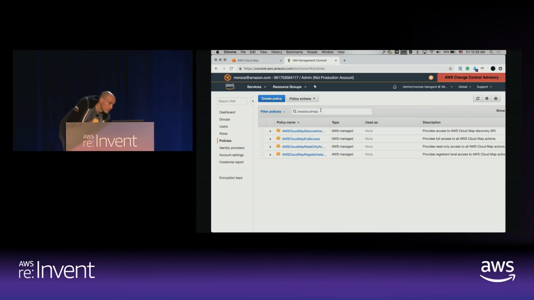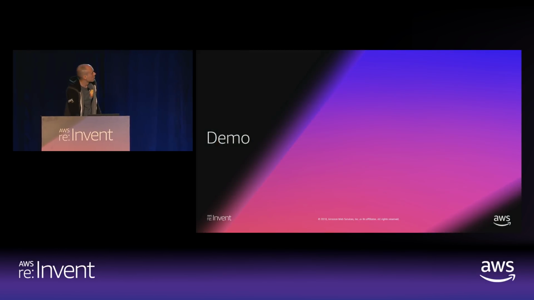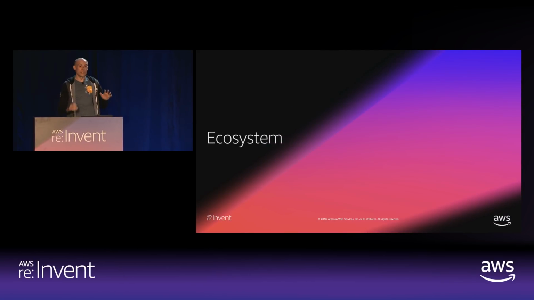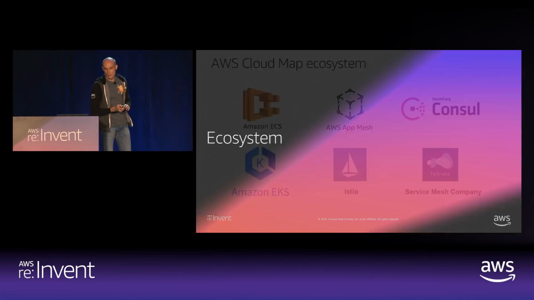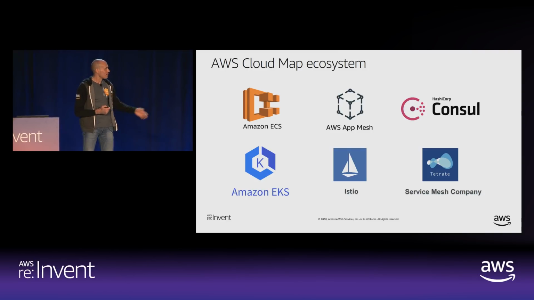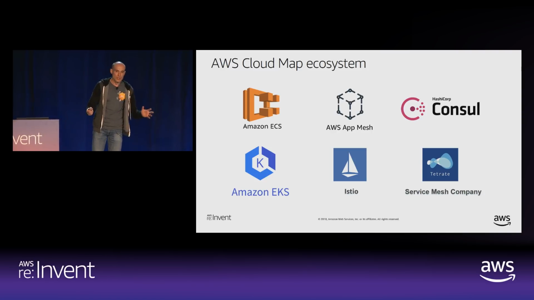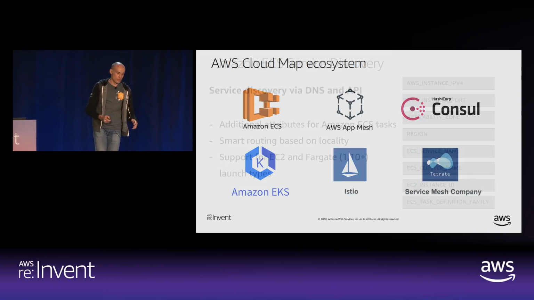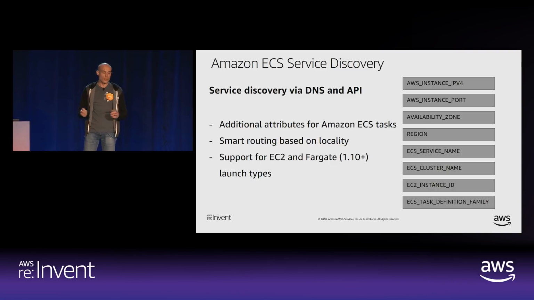All right, so I guess it's time to switch back to slides. And now let's talk about ecosystem. We have some really nice integrations with AWS, which is table stakes, I guess, but also we have some amazing partners that work with us on integrating with open source solutions. Let's quickly walk through the internal AWS integrations. Amazon ECS Service Discovery. Now you get up to 8 additional attributes, 6 in case of Fargate launch, because, well, EC2 instances are really abstracted away in Fargate. And you can do smart traffic routing based on locality.